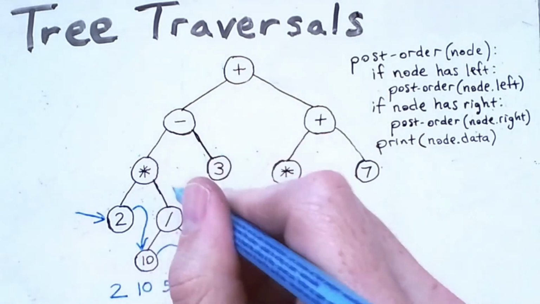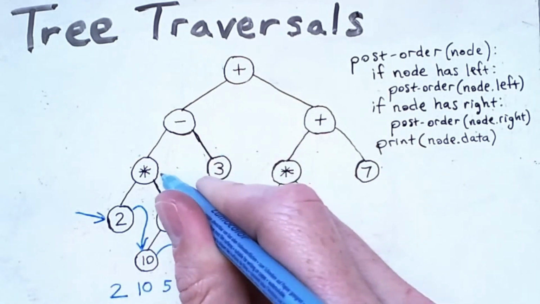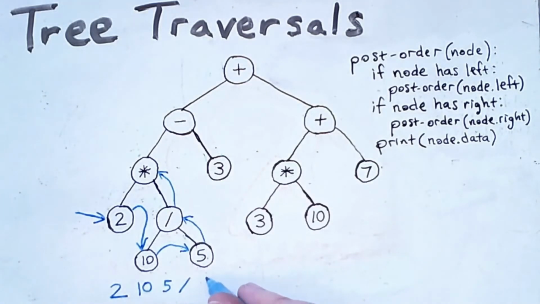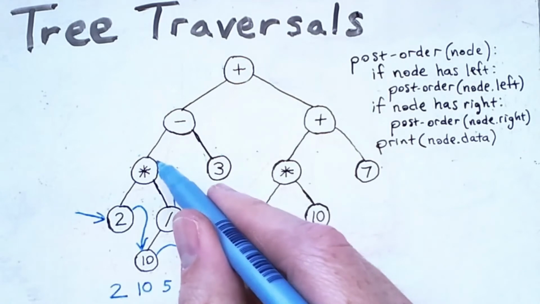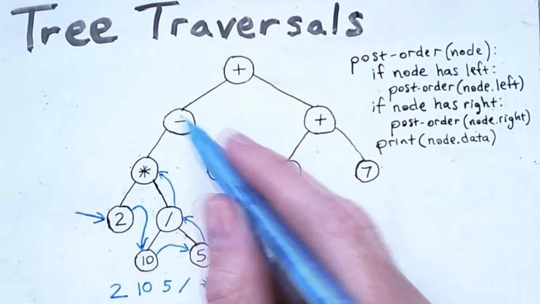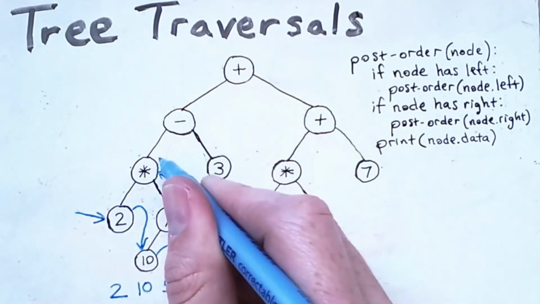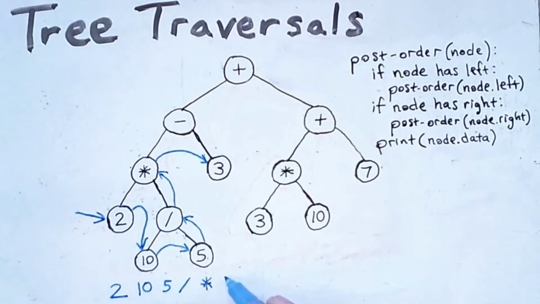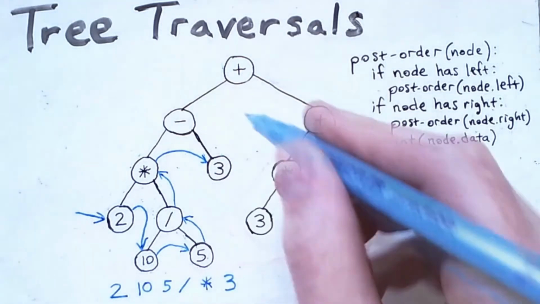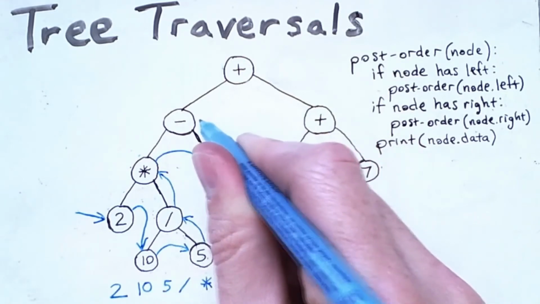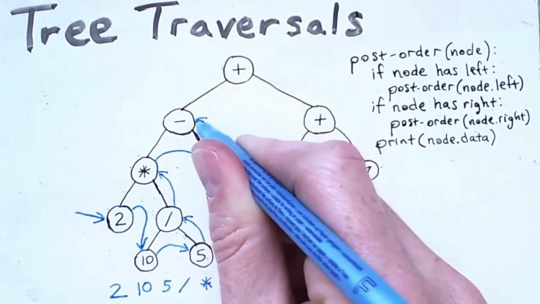And once we return to the multiplication, the same is true. We've gone to both its left and right children. So now we can print the multiplication. Then from here, we return up. We have to go to the right before we can print the minus. So the next thing that comes out here will be the 3. And now we've gone left and right, so when we return, we'll actually print out the minus.